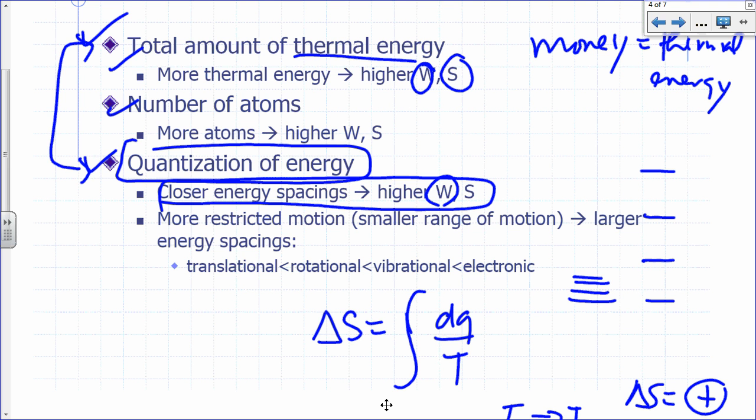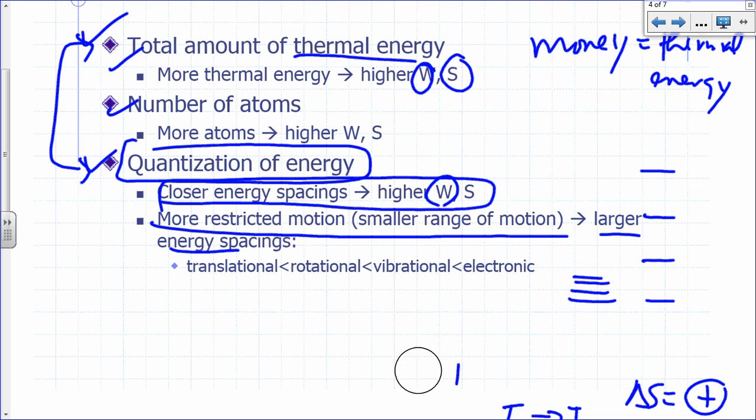We associate those with less restricted motion. Remember from last semester, the more constrained a particle becomes, the bigger the gaps between the allowed energy levels. So the more restricted the motion, the more you try to confine your particle, you get larger energy spacings. So what did we learn last time when we talked about quantum mechanics?